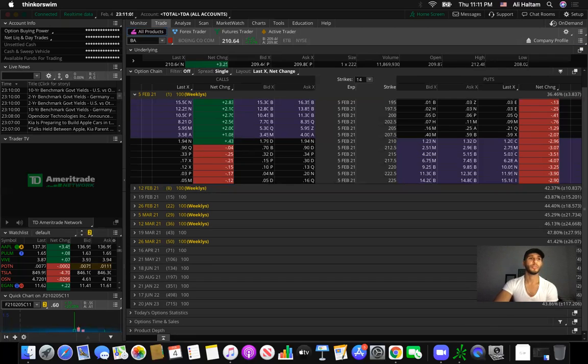Vega represents the rate of change between an option value and the underlying asset's implied volatility. This is the option's sensitivity to volatility, indicating the amount of option price change given a 1% change in the implied volatility. So for example, an option vega of 0.10 indicates that the option value is expected to change by 10 cents if the implied volatility changes by 1%. So they're running simultaneously to each other.